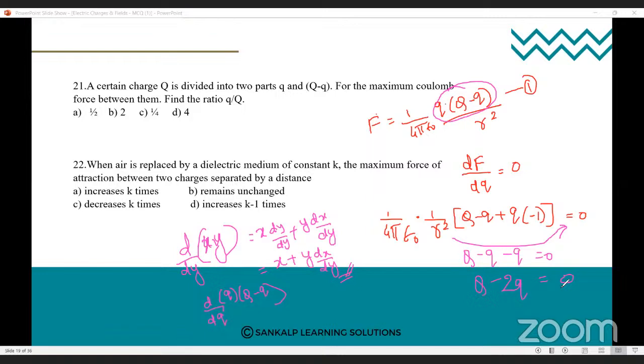In the question, they are asking the ratio. So they are asking q by Q. So for q by Q, what we can do here is keep Q here, transfer this one, and the minus becomes plus. Okay? What we need is small q by capital Q. Therefore q by Q is equal to 1 divided by 2. Option A is the correct answer.